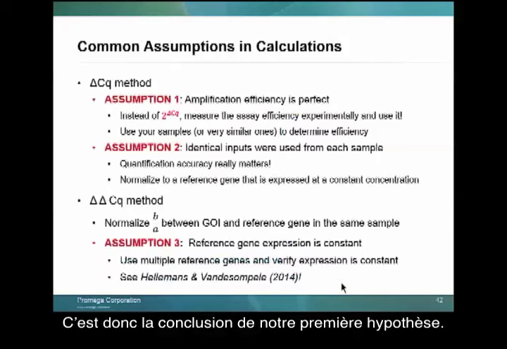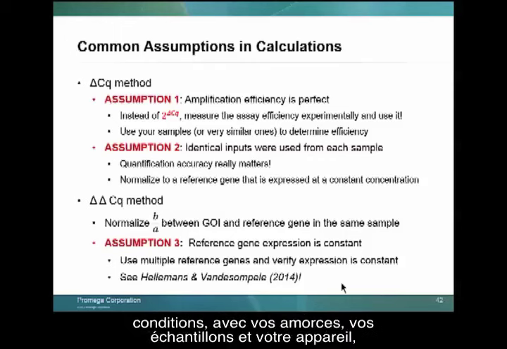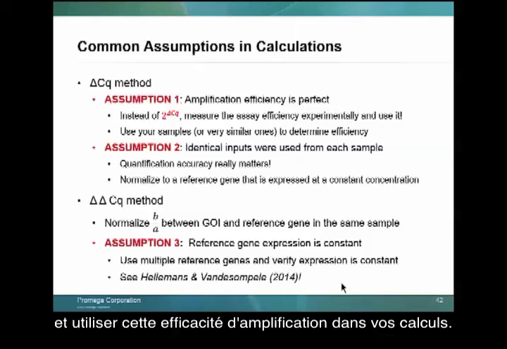And that then reflects on our first assumption. So instead of using 2 to the delta Cq, you should be measuring the assay efficiency experimentally with your reaction conditions, your primers, and your samples and instrumentation, and use that amplification efficiency in your calculations.